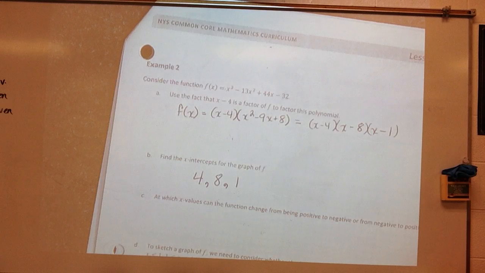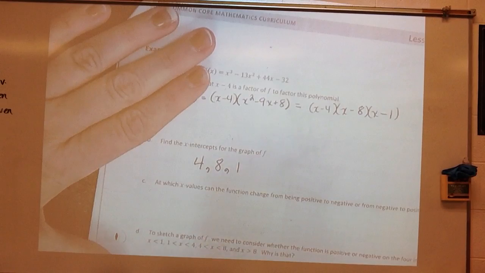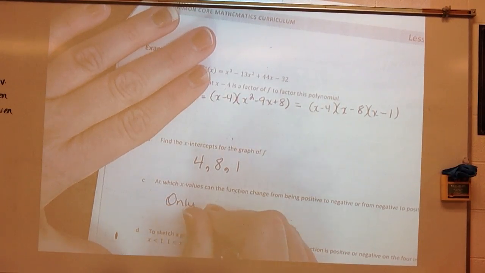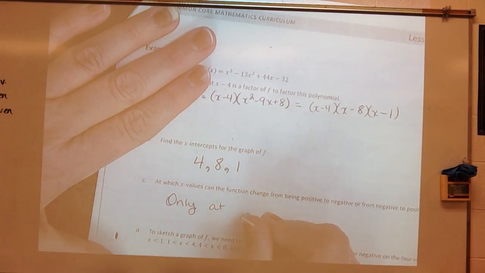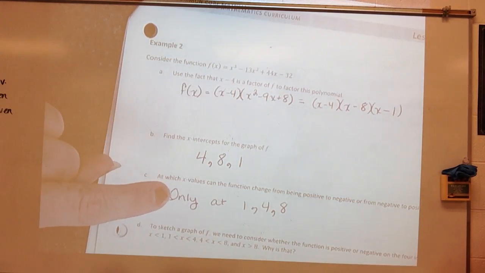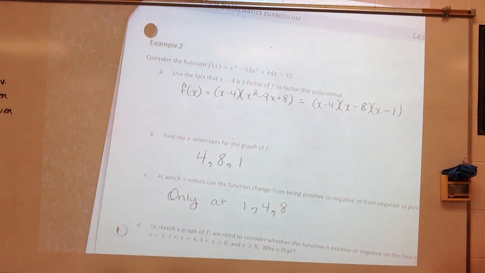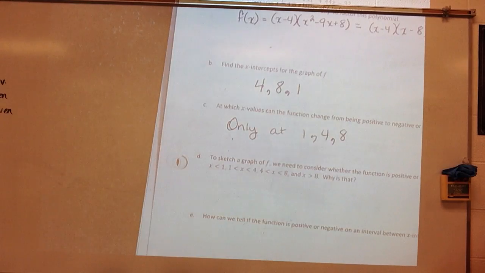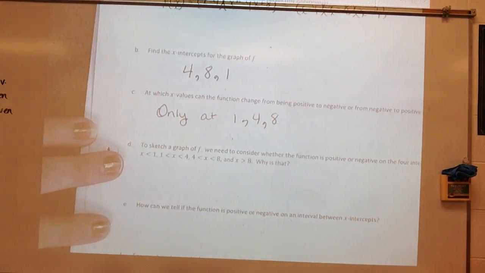At which x values can the function change from being positive to negative or from negative to positive? They can only change at 1, 4, and 8. So what this is asking me is, when can I go from positive to negative on my x-axis, and when can I go from negative to positive? They can only change here because this is where they cross that x-axis.